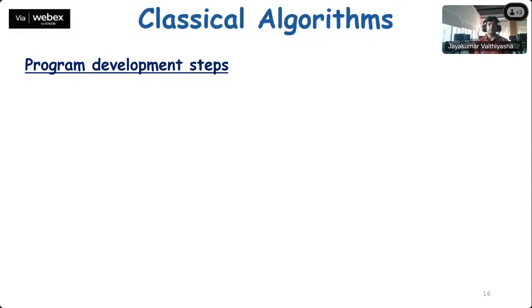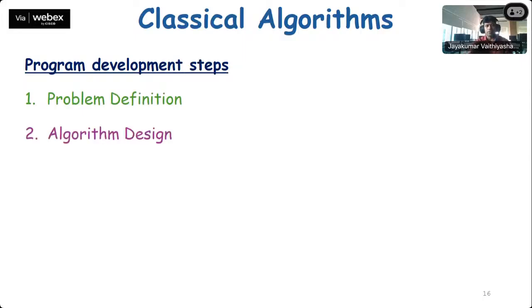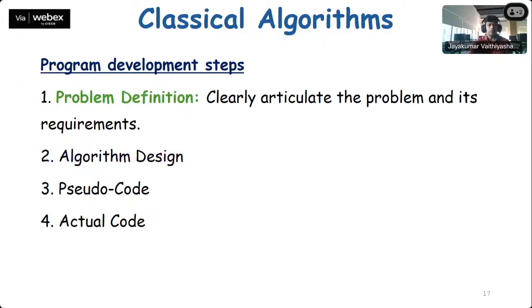So what are the steps involved in program development? The first one is problem definition. The second one is algorithm design. The third one is pseudo code. The fourth one is actual code. Right? We will discuss the steps one by one.